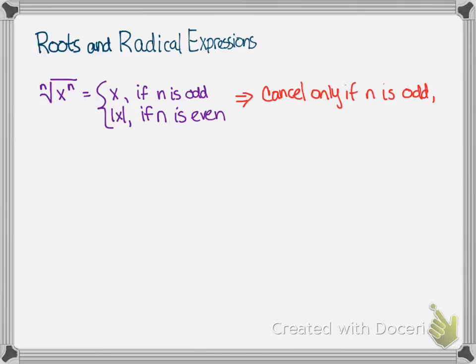Okay, so simply you can remember, you can cancel the exponent with the radical only if n is odd. Otherwise, you're also going to have to include absolute value bars.